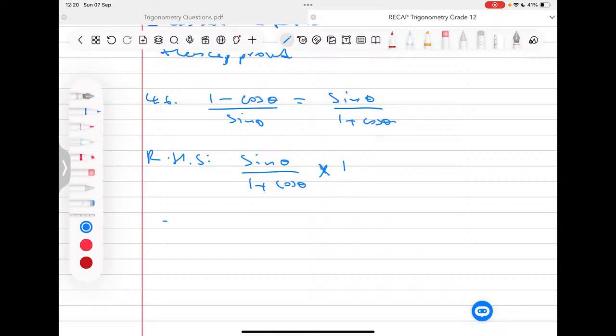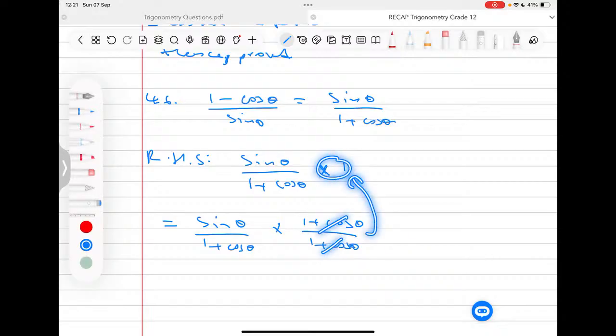So that now I can write this as sine theta over 1 plus cos theta, and I'm multiplying here now. So I'm going to multiply this by my denominator, where I'm going to say 1 plus cos theta over 1 plus cos theta. Remember, these two cancel out, they give me 1, and I didn't do anything. This still looks the same as it was, right?